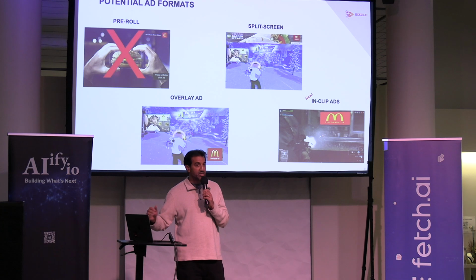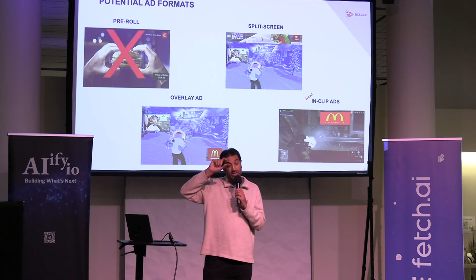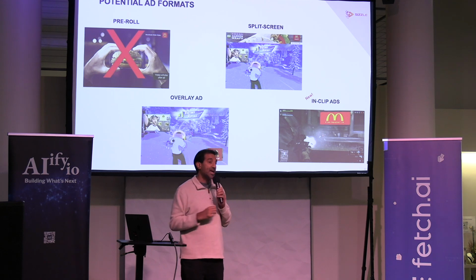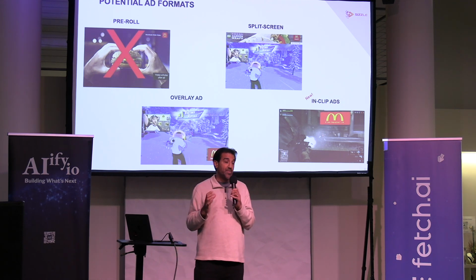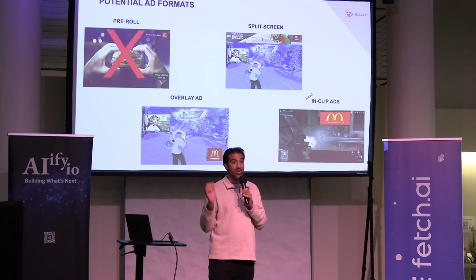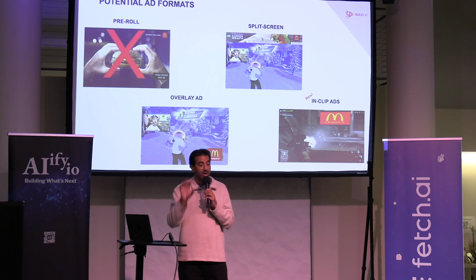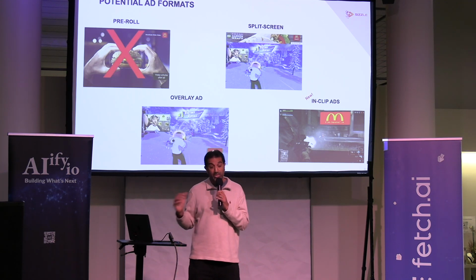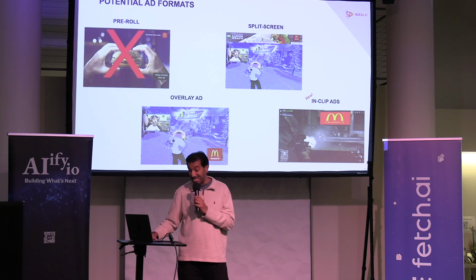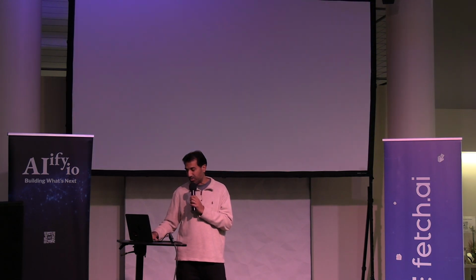One, we have a split screen where we can insert the brand on the top. Second, we can do an overlay ad. And the overlay ad is basically our AI will figure out where there's nothing in the video, no face cam, no gaming action, and we'll auto-insert it there. And third, we can do an in-clip ad where our AI detects a planar surface in the actual gaming clip and can superimpose.